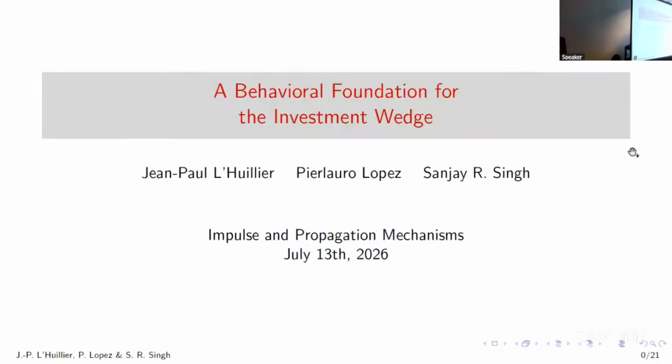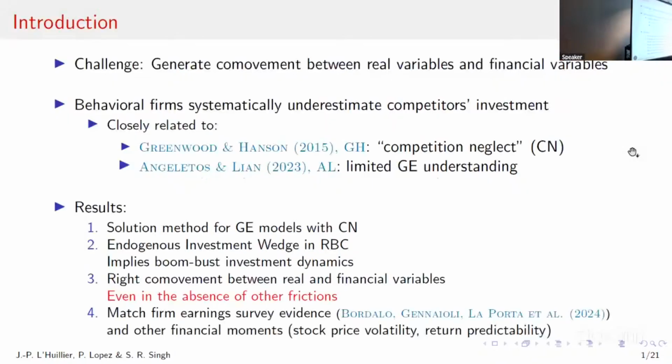Okay, fantastic. So this is joint work with Laura Lopez and Sanjay Singh, who are sitting with us here in the room, and it's called a behavioral foundation for the investment wedge. In this paper, we're going to address a classic problem in macroeconomics, which is that on the one hand, there is this idea that aggregate fluctuations in investment are an important driver of the business cycle. And indeed, historically, we have observed several episodes where an investment boom is followed by an investment bust, episodes in which the stock market and real economic activity appear to be deeply interconnected.